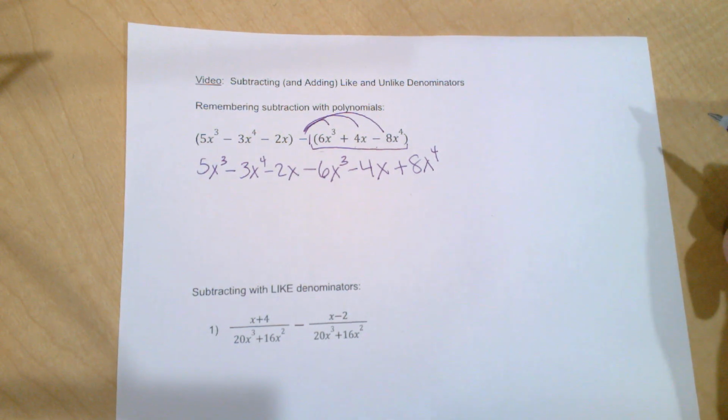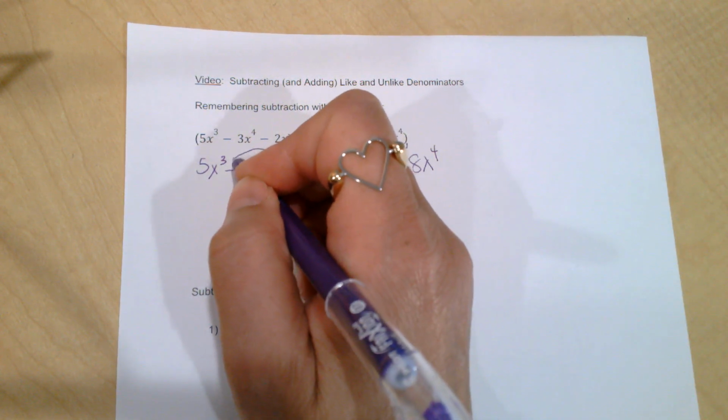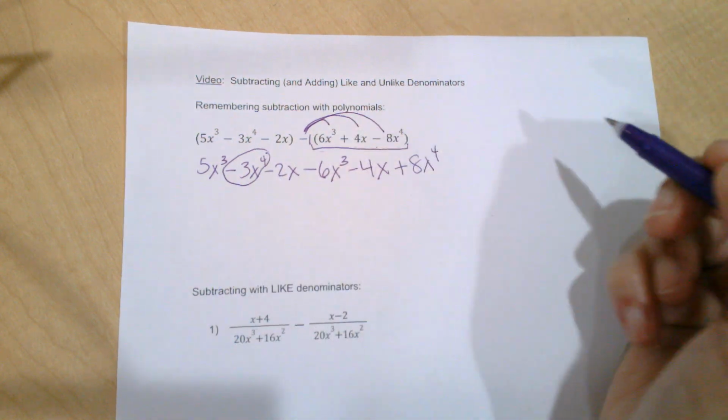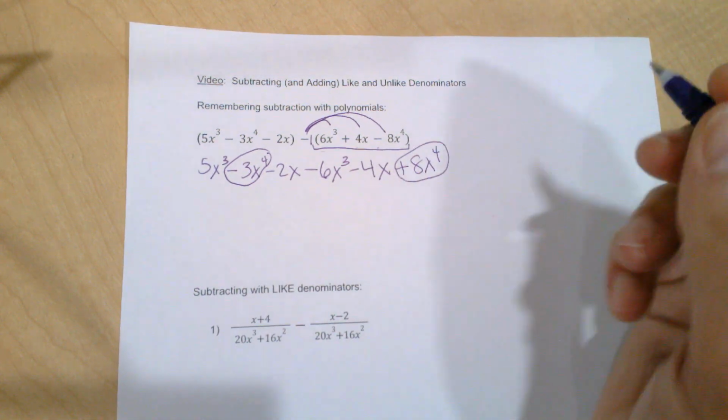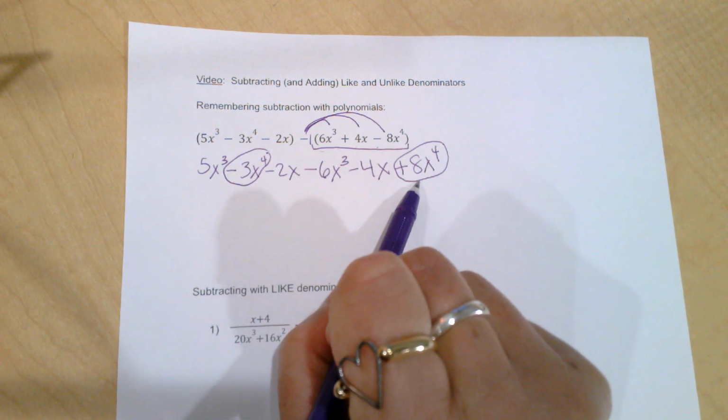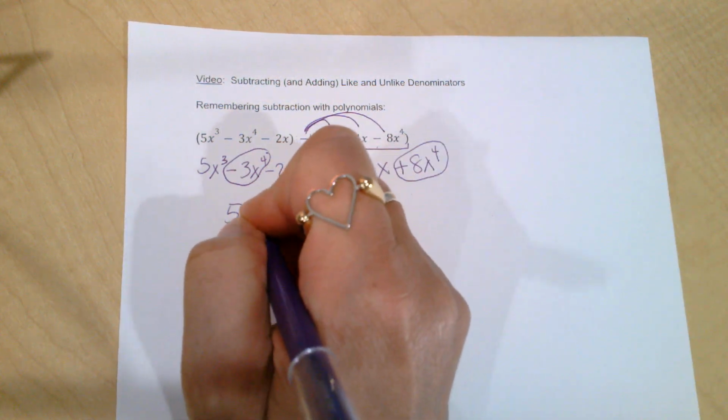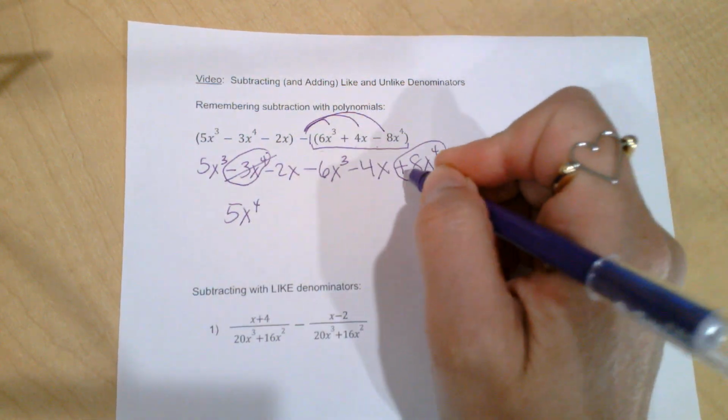Now what we're going to do is look for our highest exponent. I see I have a -3x to the fourth. 4 is the highest exponent. I see I have another one, so I can combine these terms. -3x to the fourth plus 8x to the fourth is 5x to the fourth. And I can cross those out.